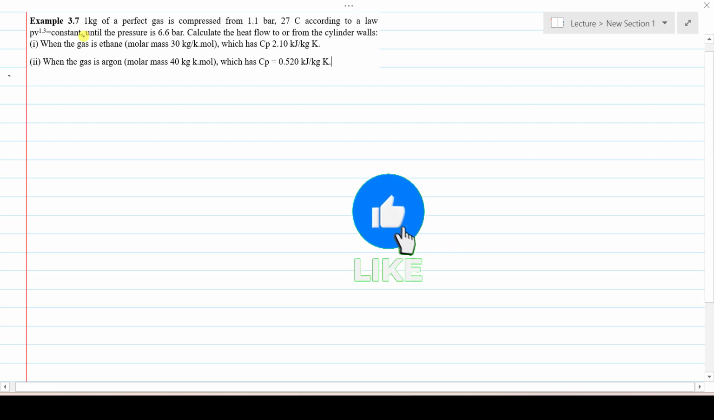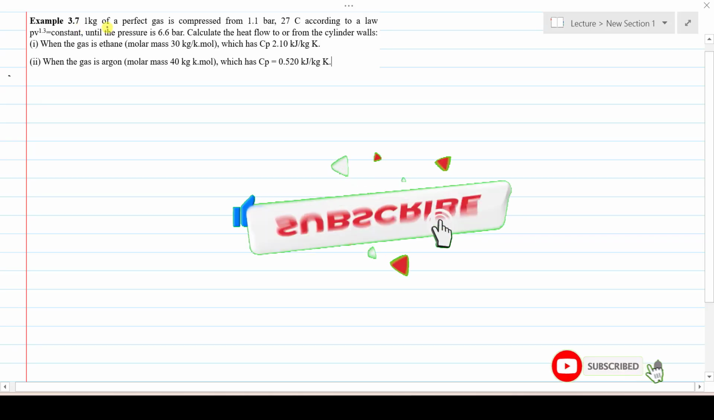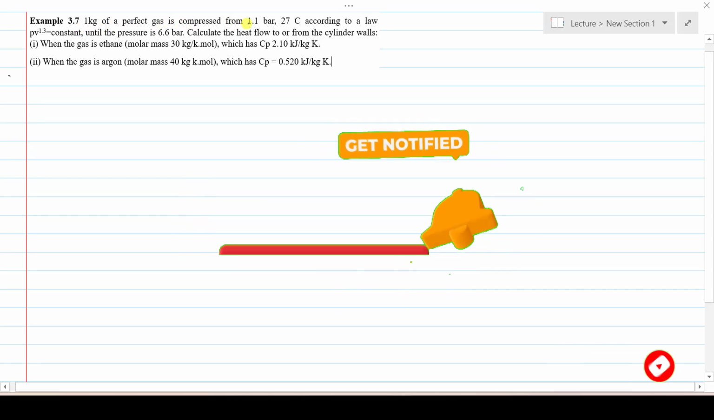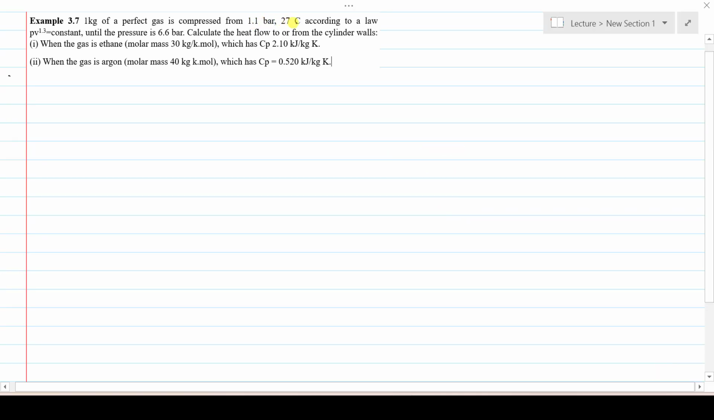Hi everyone, in this video we will solve example 3.7 from the book Applied Thermodynamics, McConkey and Eastop. Here is the statement of the example. 1 kg of a perfect gas is compressed from 1.1 bar, temperature 27 centigrade, according to a law PV to the power 1.3 is equal to constant until the pressure is 6.6 bar.